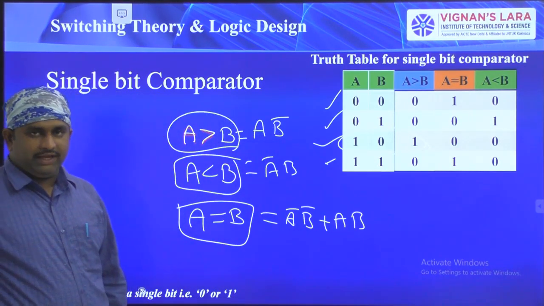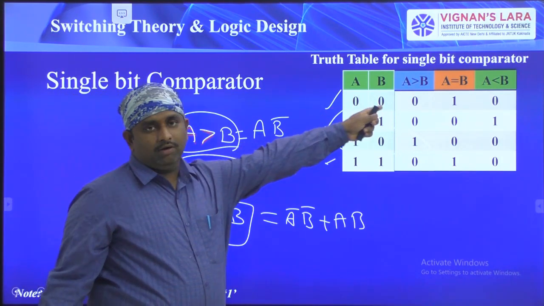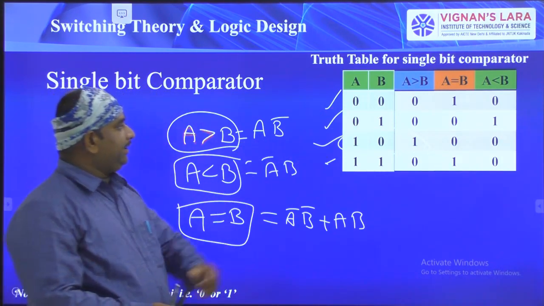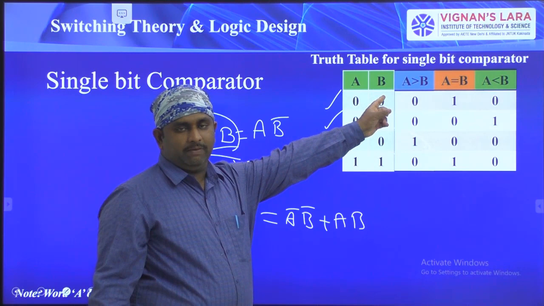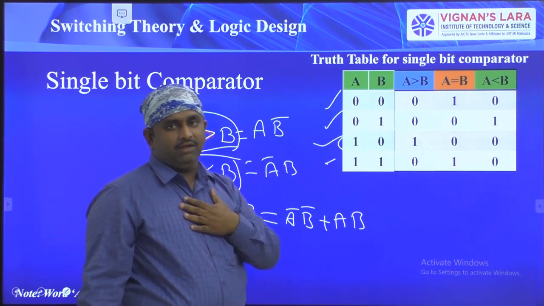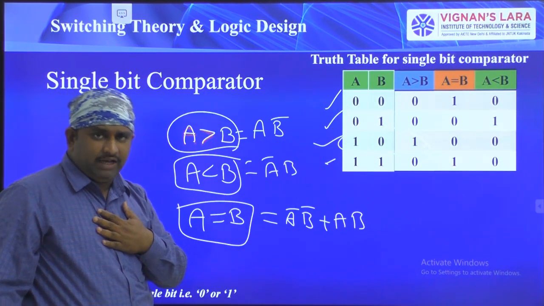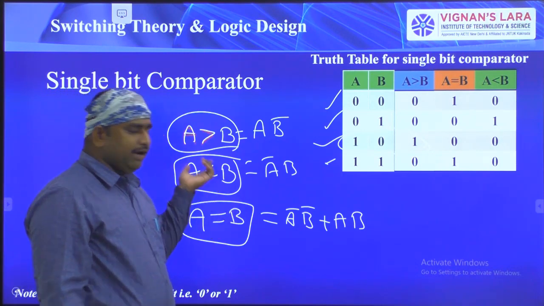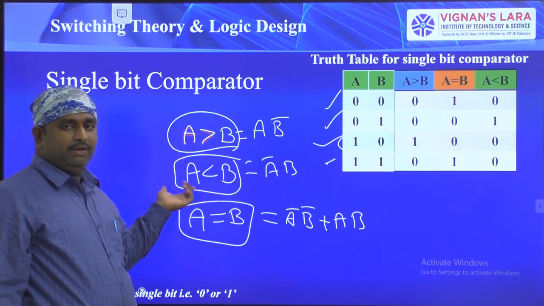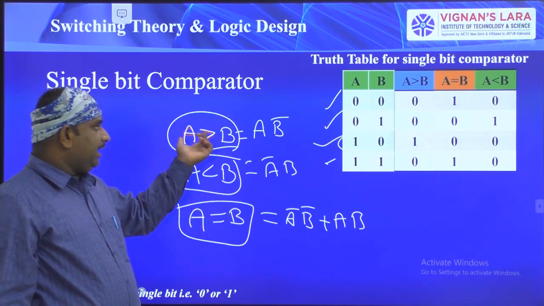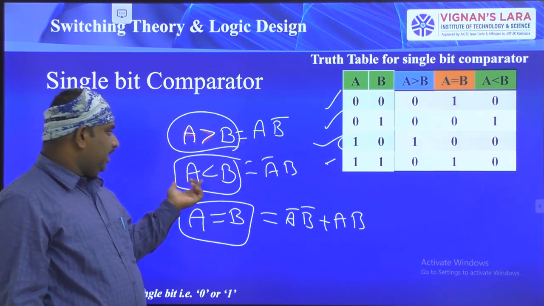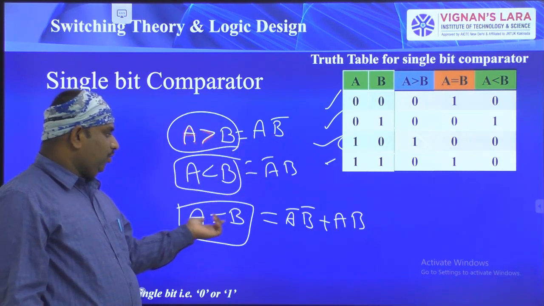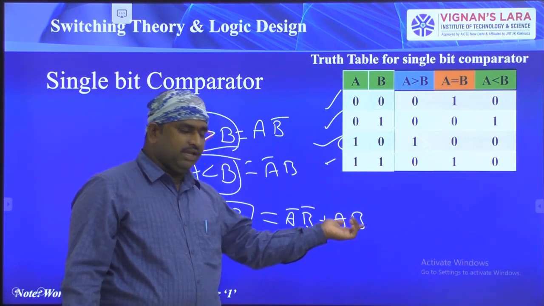So these are the three expressions for the comparator, for a single bit comparator. A is single bit, B is single bit. So two single bits I am comparing. So this is called single bit comparator. For the single bit comparator, we have three outputs: A greater than B, A less than B, A equal to B. A greater than B is equal to AB bar, A less than B is equal to A bar B, A equal to B is equal to A bar B bar plus AB.